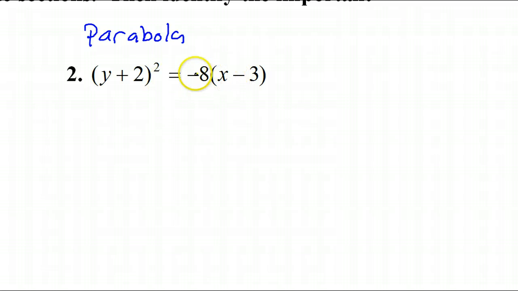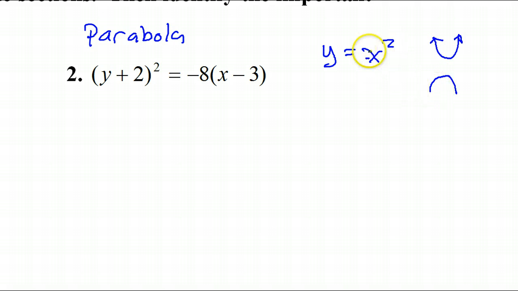Is this going to be a parabola that's up and down, or will it be left and right? Well, when the y is squared, that's unusual. When we first learned about parabolas, the first one we ever saw was y equals x squared. That was definitely an upward facing parabola. If this was negative, then it was down. When the x was squared, it was normal like this.